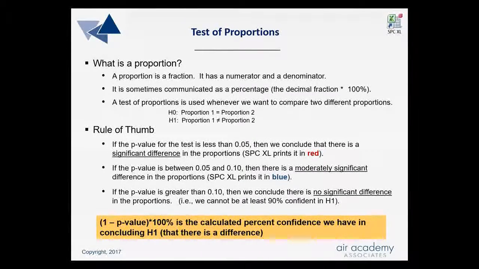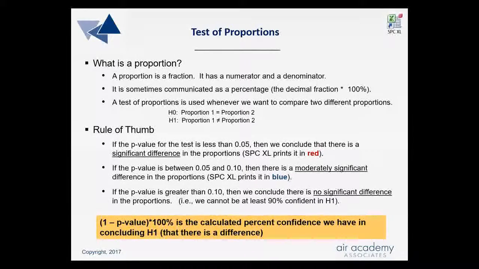The rule of thumb, if you recall, is for p-values being less than 0.05, we conclude there is a significant difference in the proportions, and SPC Excel will print p-values in this range in red, so it sticks out, we can't miss it. If the p-value is between 0.05 and 0.10, then we say there's a moderately significant difference in the proportions, and SPC Excel will print p-values in this range in blue. If the p-value is greater than 0.10, then we conclude there is no significant difference in the proportions. That is, we cannot be at least 90% confident in H1.